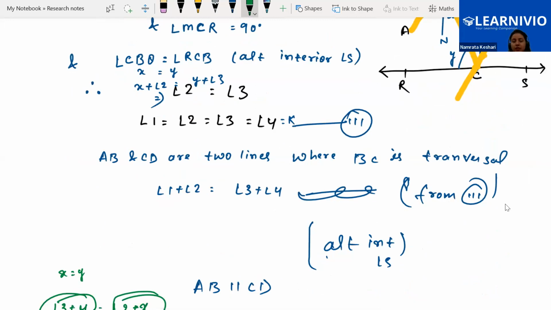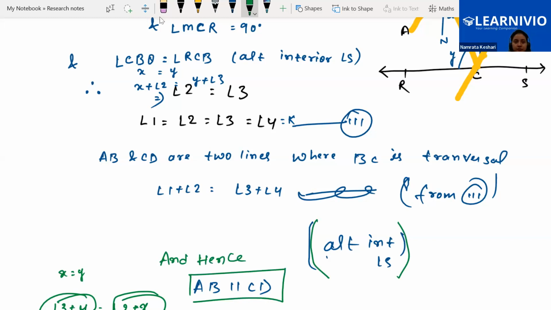This much only we are having. These two are alternate interior angles, which I tried writing over here, and hence AB and CD are parallel. Anyone having any confusion, please let me know. I'll be explaining it one more time if you are still not getting how to prove it.